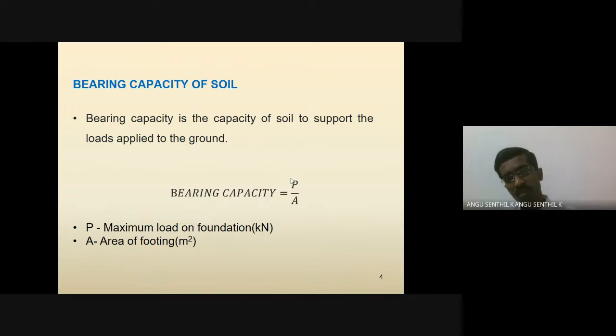So all these loads, dead load, live load, wind load, seismic load, will be transferred to the foundation. The total load on the foundation, that is the maximum load P, divided by the area of footing. The footing may be rectangular, square or trapezoidal, whatever it may be; the area should be calculated. So load divided by area of footing will give you the bearing capacity. That should be less than the allowable soil pressure, the allowable bearing capacity. That particular soil will have some safe bearing capacity.